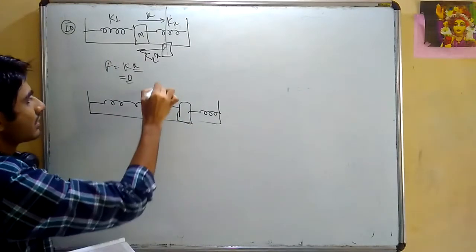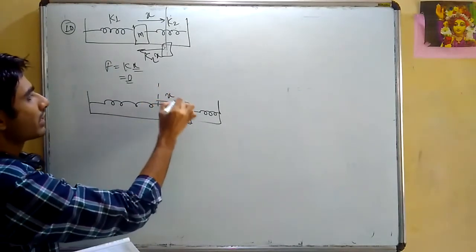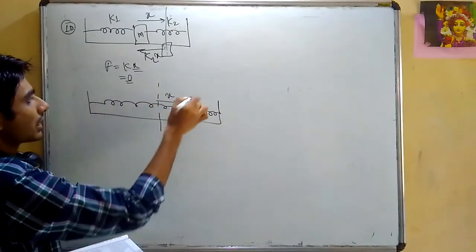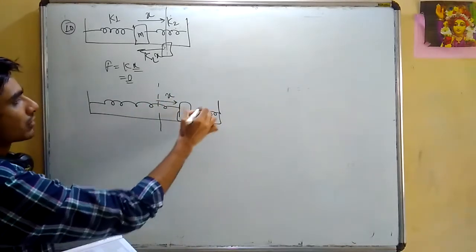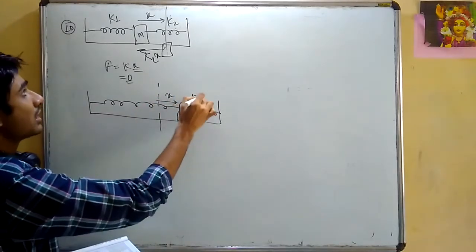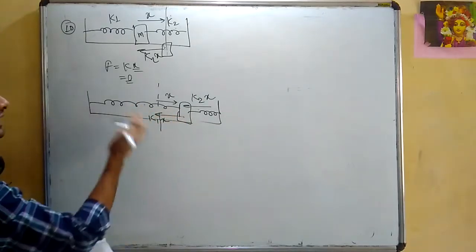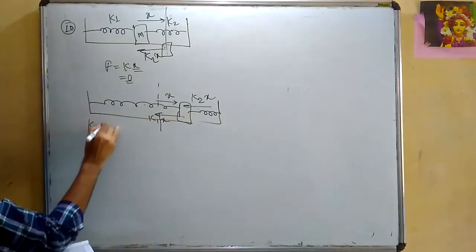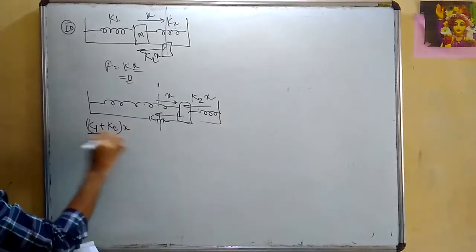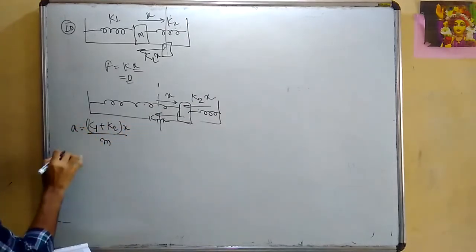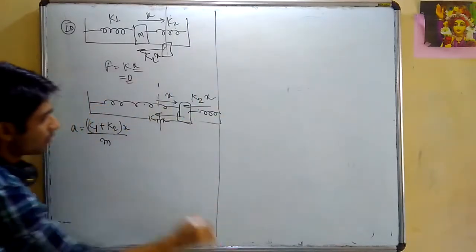Figure will be like this. This was the natural length. It has got elongated by x, and this spring has got compressed by x. So this will apply a force in this direction, that is k2x, and this will pull it in a direction like leftward, k1x. So what is the net force? K1x plus K2x, and what is the net acceleration? This much. Finished. This is question number 10.